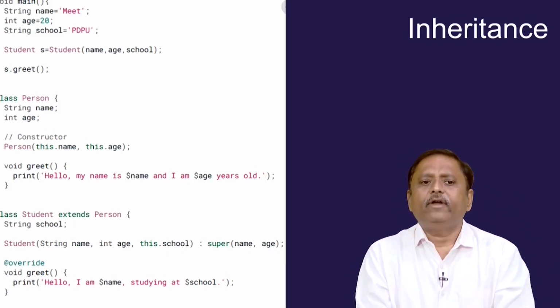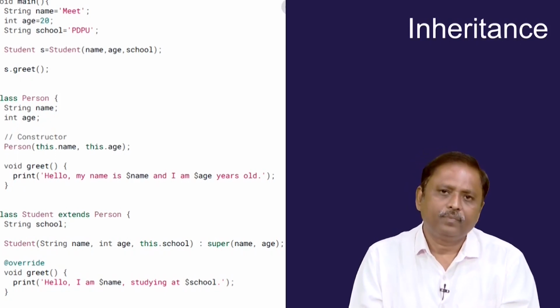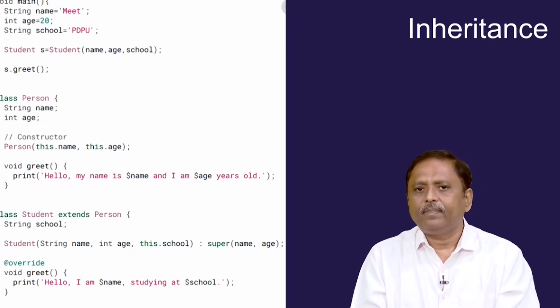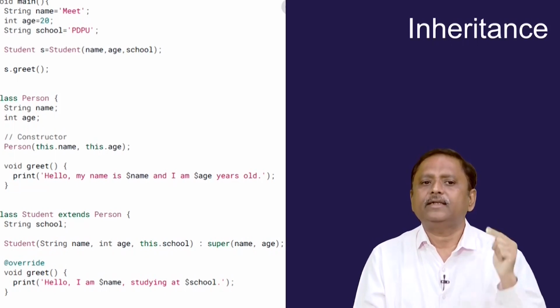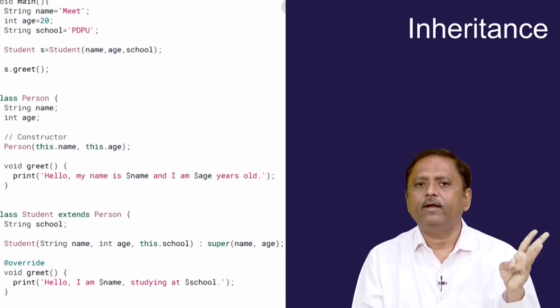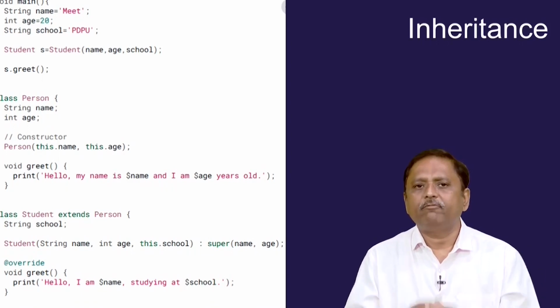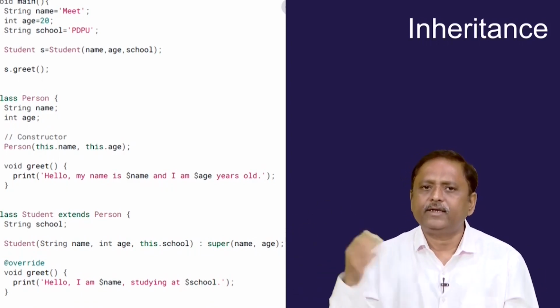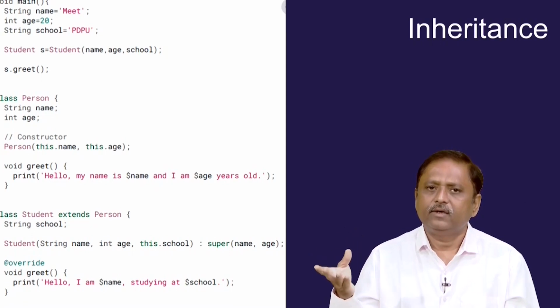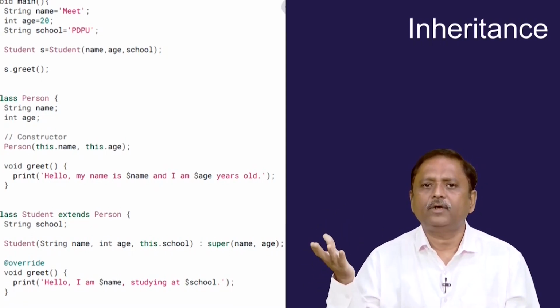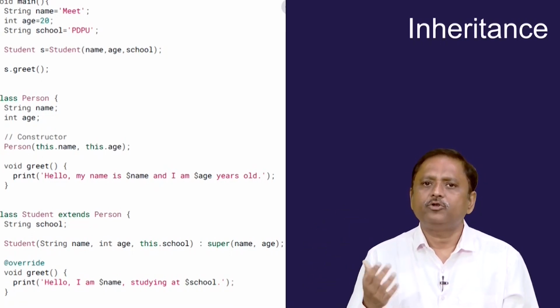Here we declare string school. What does it mean? Now, student has a name, age and school. We need not declare name and age. Why? Because we have already extended that class. So, all that characteristic of person class is inherited by the student.